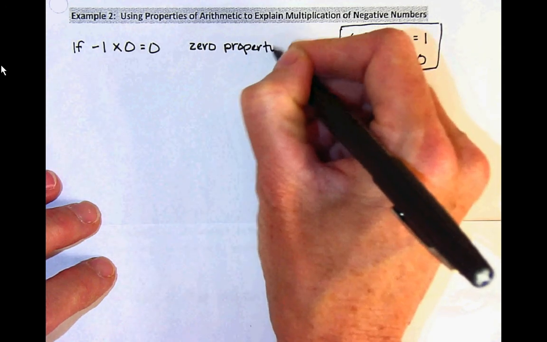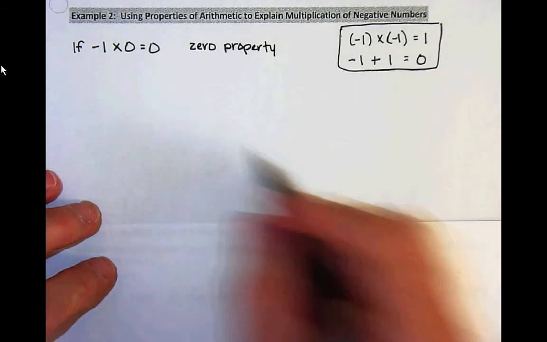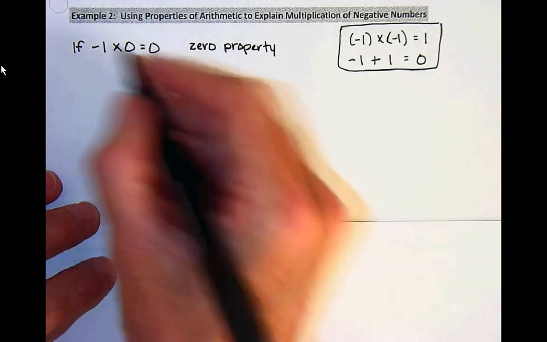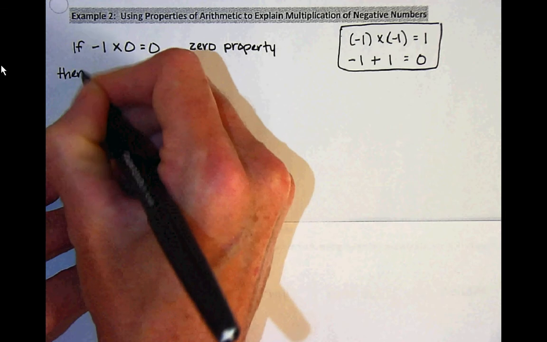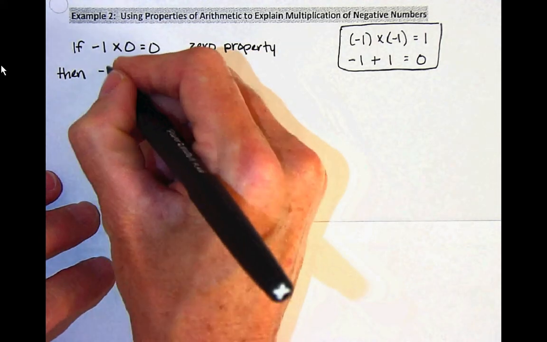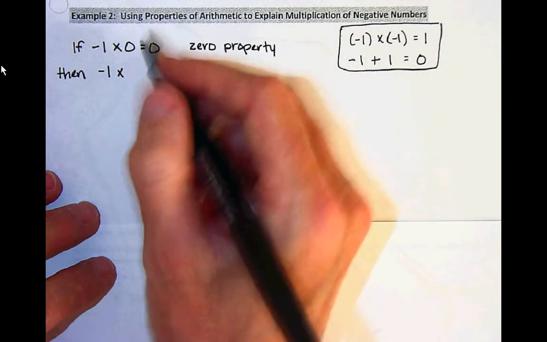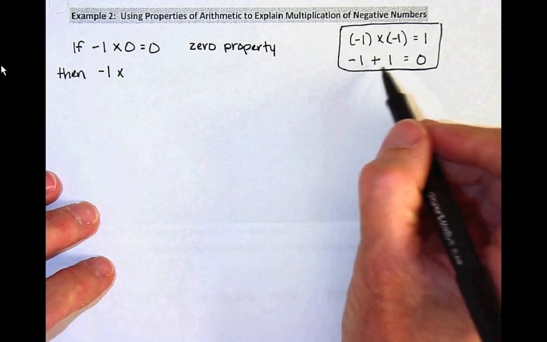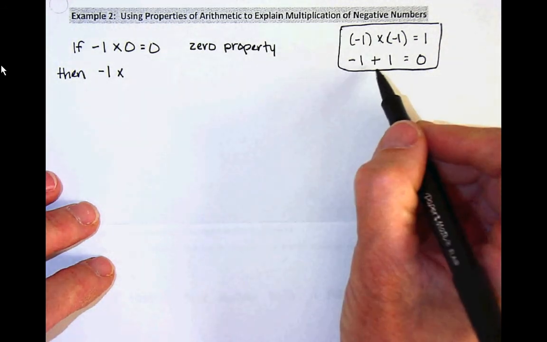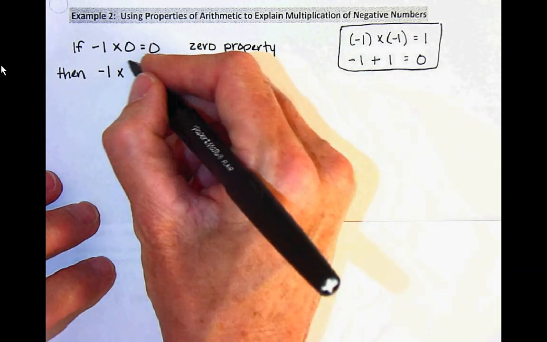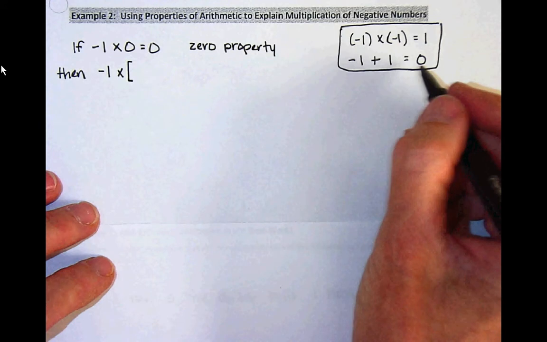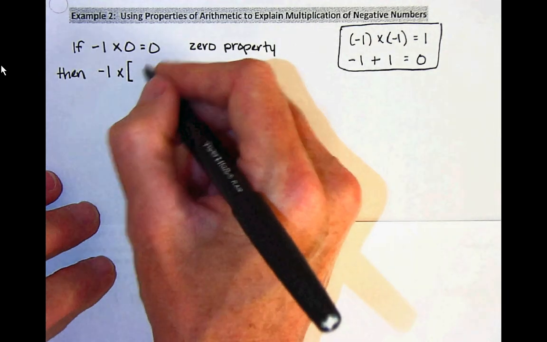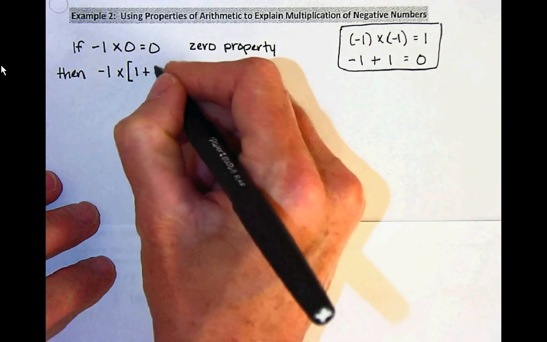Everybody agrees with that. Now we're going to take a look at each term and see if we can represent this by another expression. Negative 1 times, and we're going to replace 0 with this statement right here: 0 is equal to negative 1 plus 1. We're going to put that in brackets. If 0 is equal to this, we're going to use this in place of 0. And I'm going to turn it around here, so this is 1 plus a negative 1.